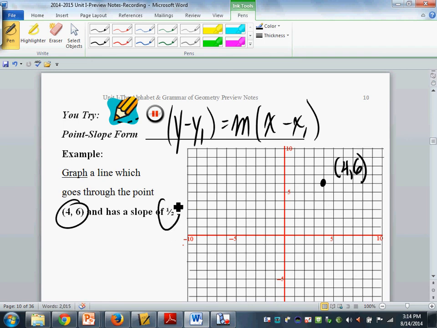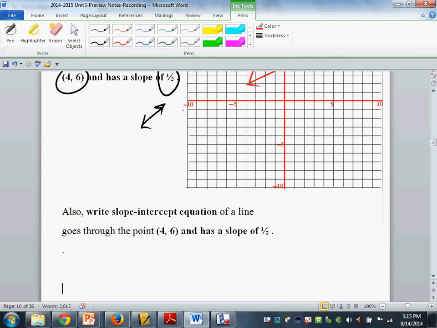(4, 6). And we have a slope of 1/2. It's positive, so our line should go like this. So we can go up 1 and over 2, or down 1 and over 2 this way. And our line should look something like this. Okay, now let's use this information and now write an equation of a line and see if our equation matches with that graph. So we start by writing y minus y1 equals slope times x minus x1.